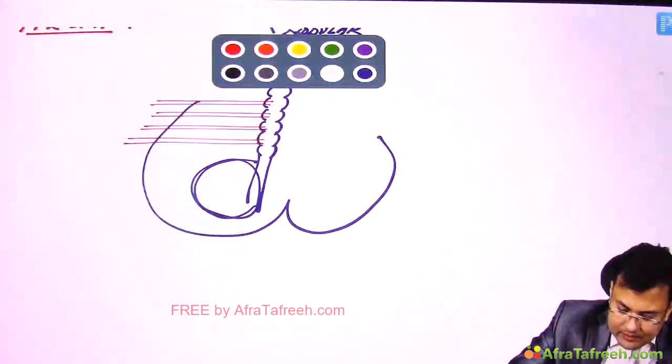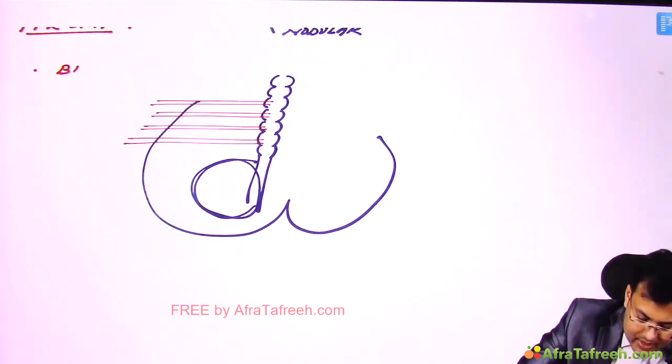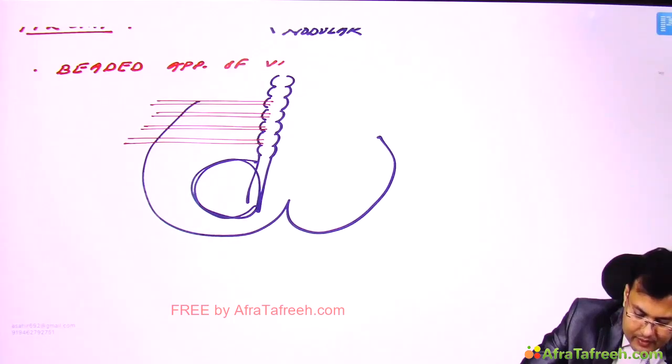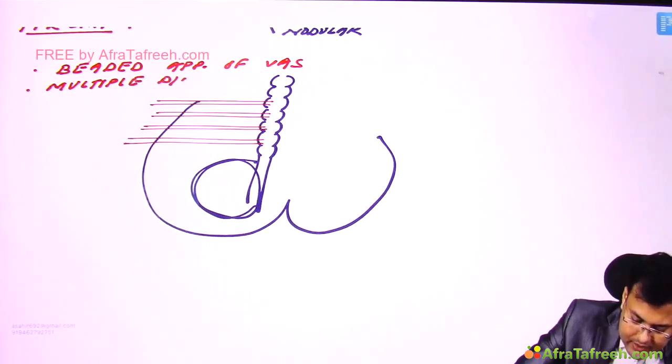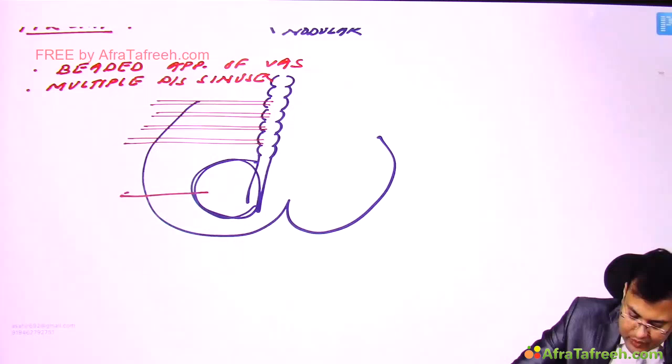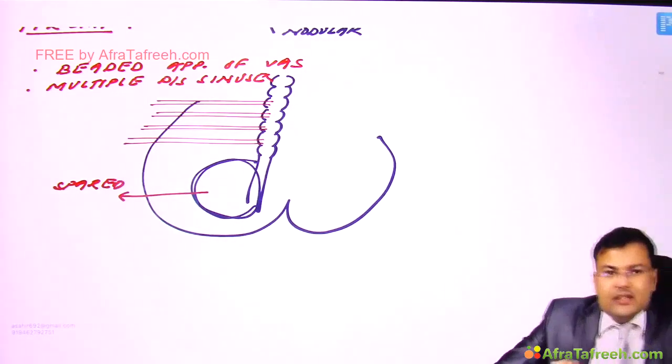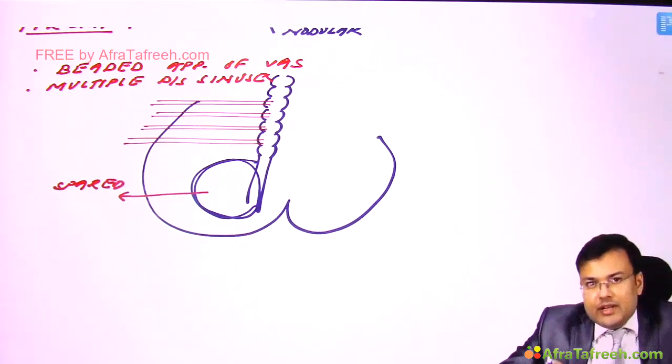So this is beaded appearance of vas with multiple discharging sinuses. Okay, and we discussed what? The testis is spared. So these are the changes which are seen in the genitourinary tract.